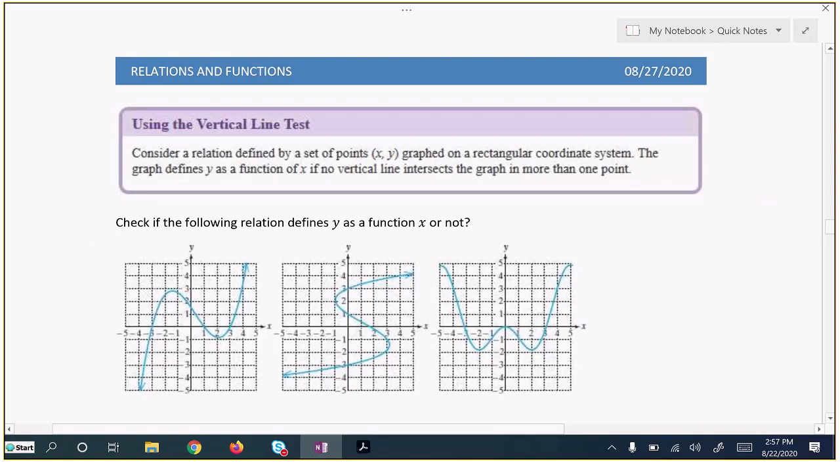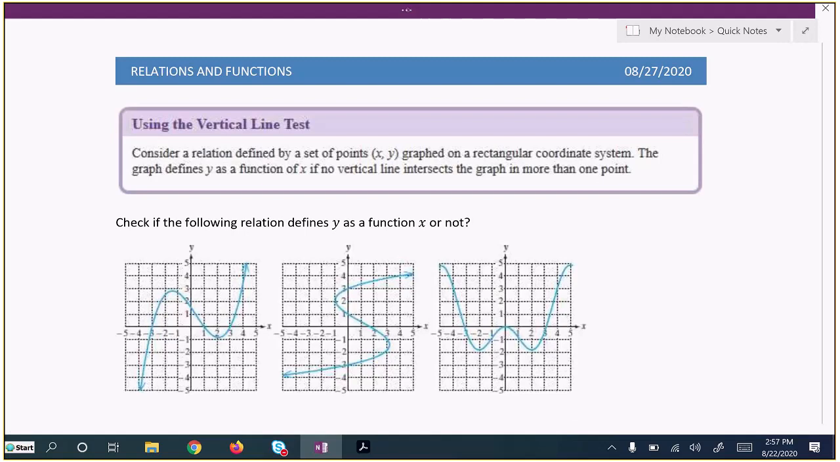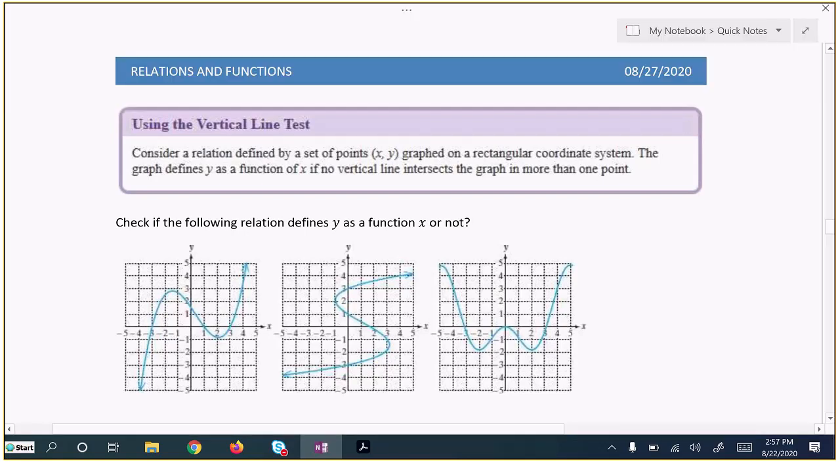So we've talked about how to determine if a relation is a function if we have the collection of ordered pairs. But sometimes we may have just the graph. We touched on this a little bit before. If we have the graph, if we have the picture of the relation, and we want to determine whether or not the relation defines a function, we have what's called the vertical line test. So the graph defines y as a function of x if no vertical line intersects the graph in more than one point. So let's take a look at this first picture here on the left.